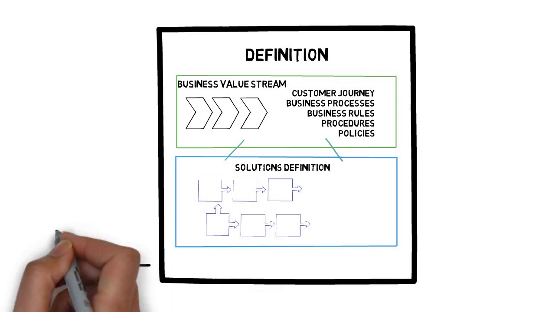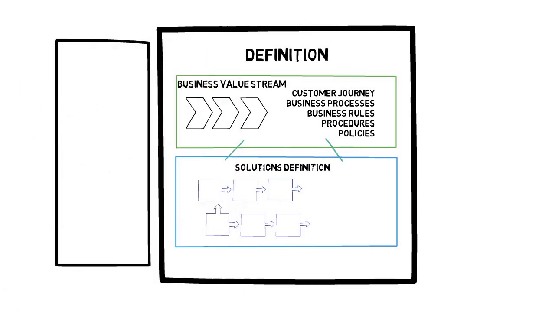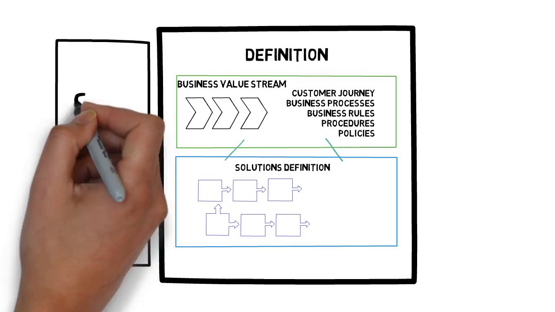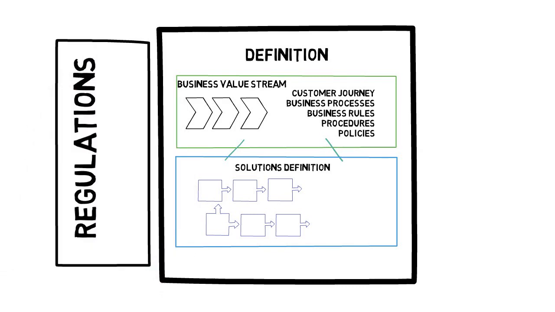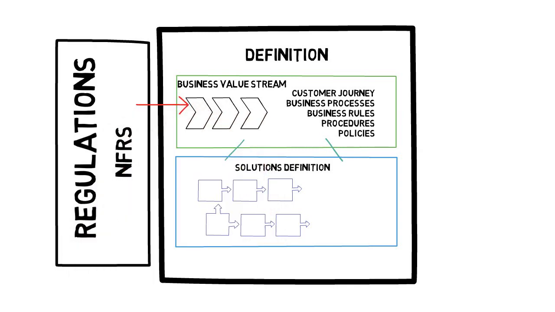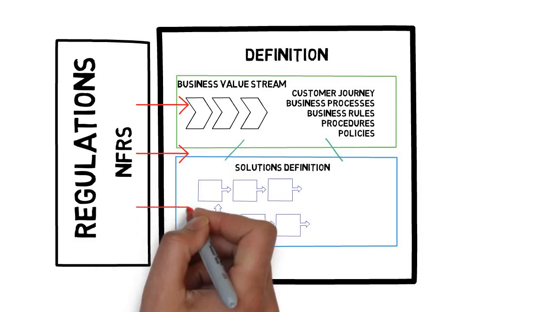Now, all of this work in Storyteller from top to bottom takes full account of applicable regulations or regulatory obligations, other constraints like non-functional requirements, things like performance, security, privacy, reliability, things that are incredibly important to an enterprise and we can't afford to miss.